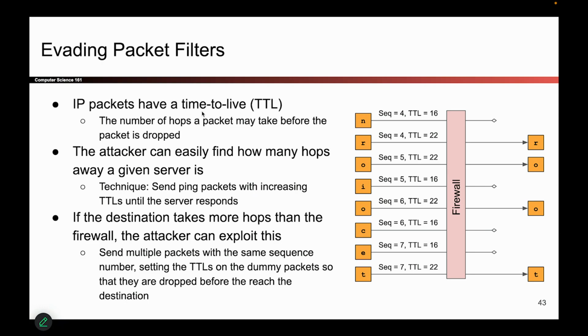So these are the 2 facts that we will exploit. One is that packets have a limited number of hops across the network before they get dropped. And the second is that the attacker can usually predict how many hops away the server is.